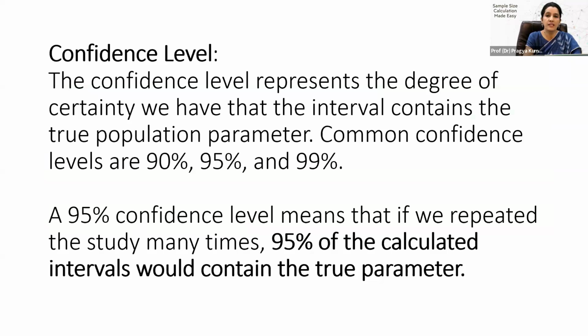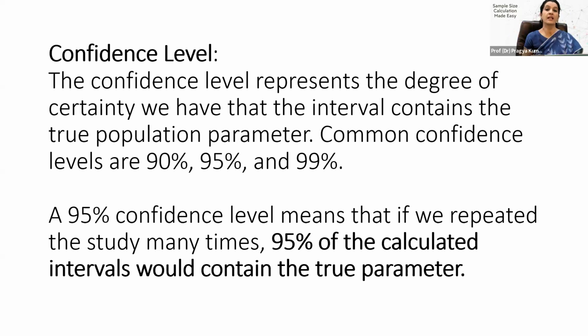So confidence level says, because I said there are two terms. In a sample, whatever you measure, we call it a statistic, and in a population, whatever you measure is called a parameter. So through sample statistics, you want to predict the population parameter because you don't know the real value. So if you say confidence is, let's say, 90% or 95% or 99%, what does it mean?